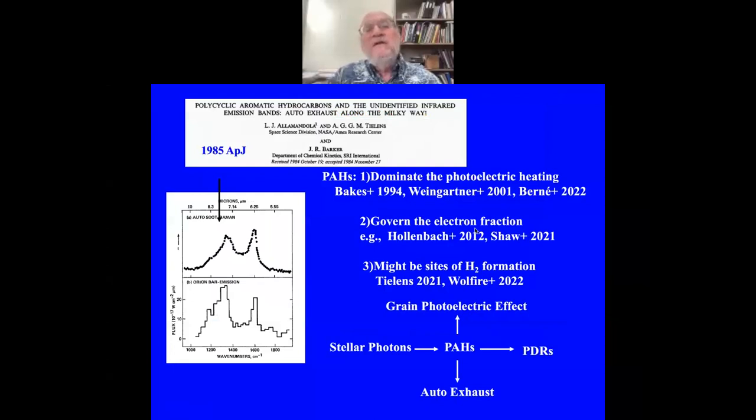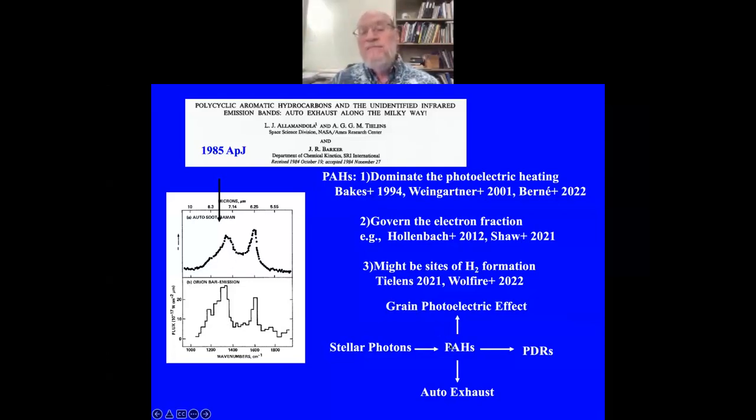So PAHs, these polycyclic aromatic hydrocarbons, play an important role in PDRs. They can dominate the photoelectric heating, they can govern the electron fraction, and they might be sites of H2 formation. One of the early papers which made this link between this broad infrared emission and PAHs is this paper, Polycyclic Aromatic Hydrocarbons and the Unidentified Infrared Emission Bands: Auto Exhaust Along the Milky Way, in which they favorably compare this infrared broad emission seen in Orion with auto exhaust.